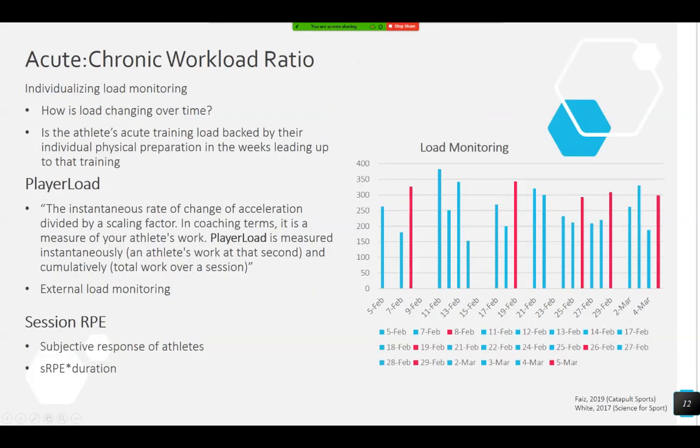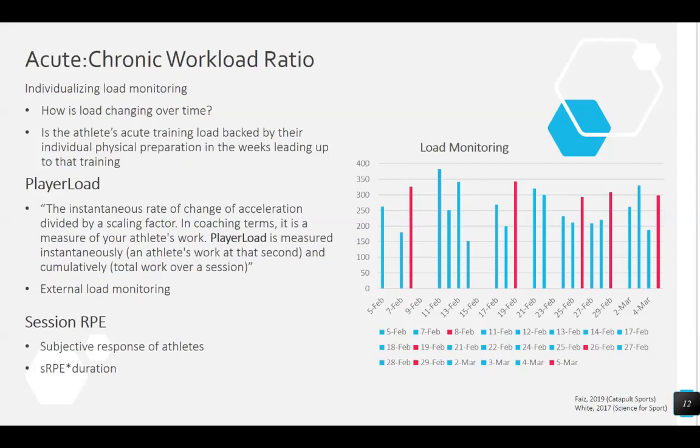So another thing, probably many of you are familiar with this, you probably use this, but it's a good thing to integrate here: the acute to chronic workload ratios. This is essentially saying, how does workload change over time? The principle behind this comparison is to ask, does your past training load give you the fitness level to be able to handle your current training load?